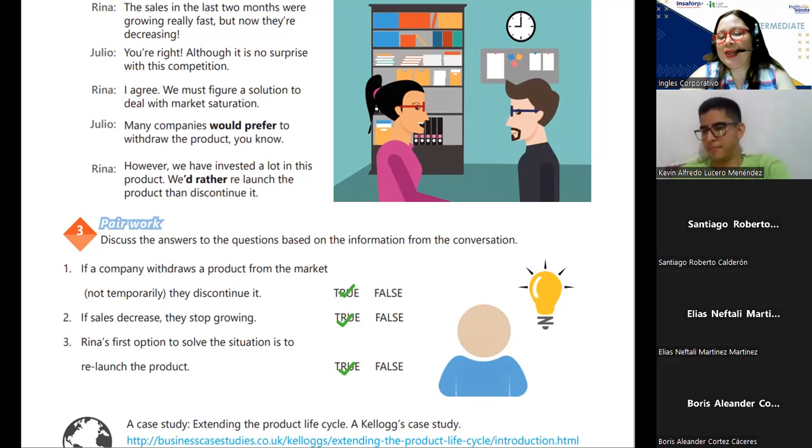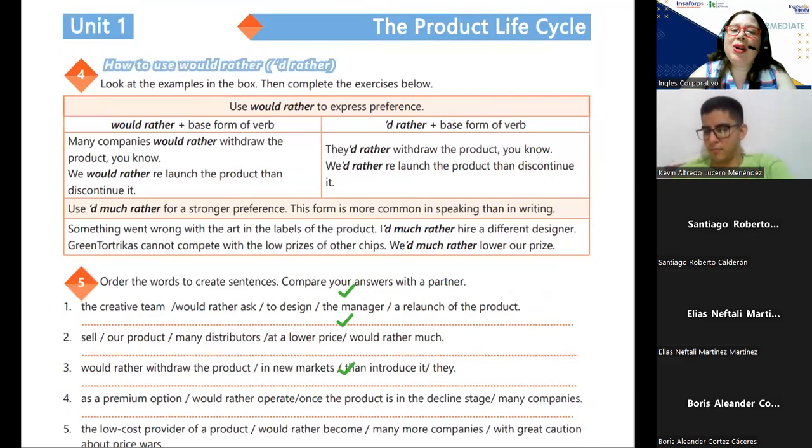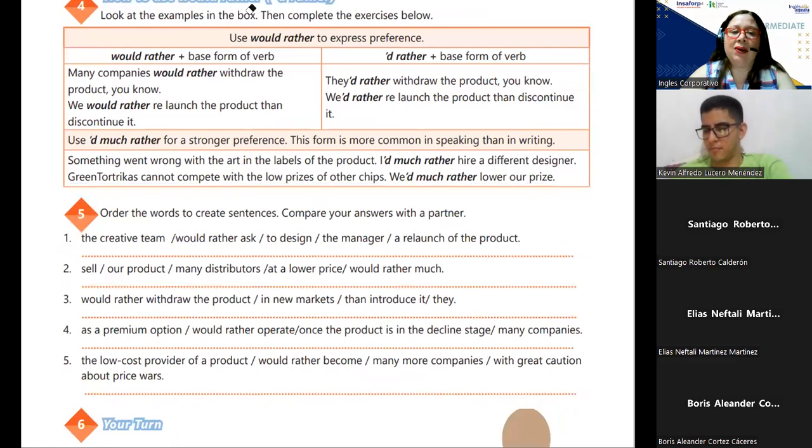So now let's go and read just a little bit of the grammar here, because grammar is important. Even though we want just to communicate, we need to order words in the correct way. Look at the examples in the box, then complete the exercises below. Use would rather to express preference. That's the usage. Would rather plus the base form of the verb.